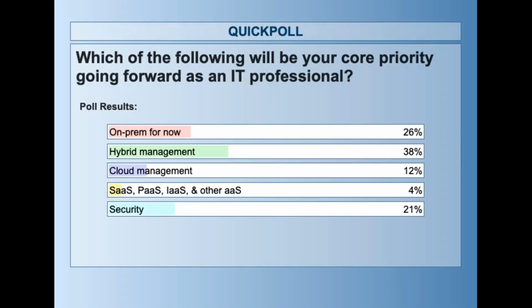So hybrid management, that's kind of where I figured people would end up. And they're still at 26% holding out on-prem, which makes sense. That's about right. You've got those very compliance-driven organizations that may have a requirement to be on-prem, right? So that makes sense.